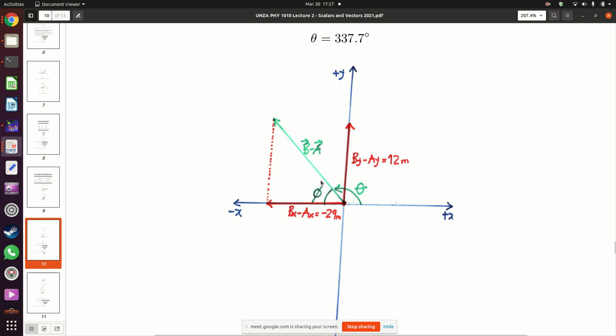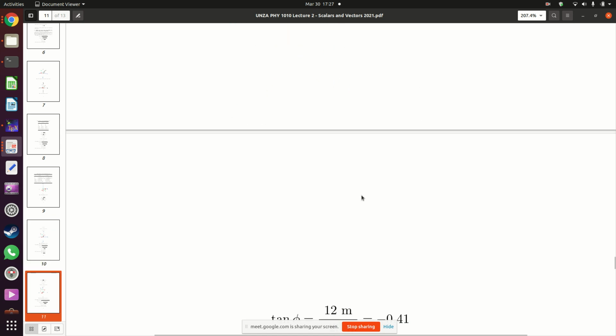We're going opposite to what we have agreed upon for angles, because the positive direction for angles is the anti-clockwise direction. And in this case, this angle is negative. So 180 plus whatever this angle is should give us theta. And that's what we proceed to do.